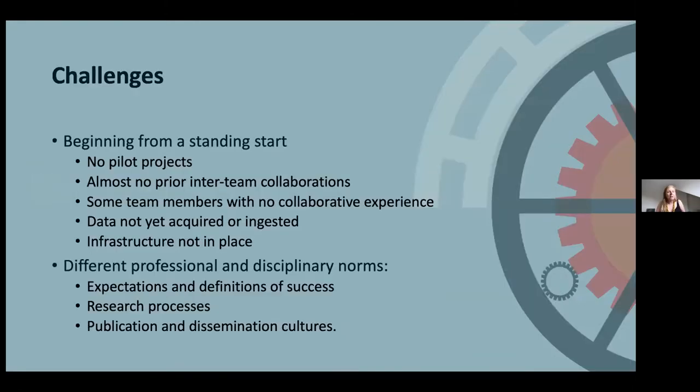So the challenges of a takeoff phase will be really different for every project, but I'm going to talk specifically about ours because there were some specific things that we faced, but I think there are also general lessons that other people can take away.